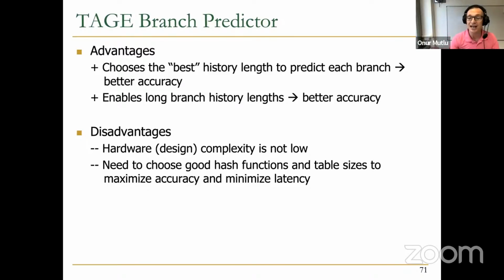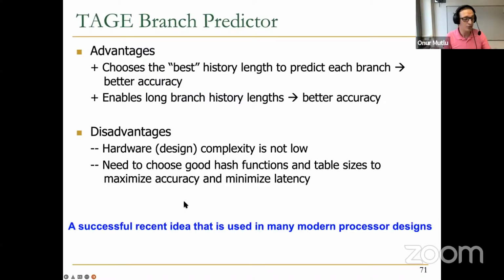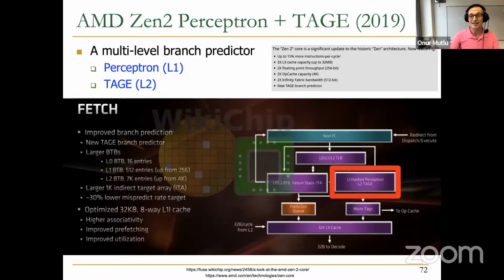And you need to choose good hash functions and table sizes to maximize accuracy and minimize latency. But this is also another successful recent idea that's used in many modern processor designs. And actually, AMD Zen 2 has both Perceptron and Tage. You can read over here, and you can also look at AMD documents, but you can see over here that it's a two-level, multi-level branch predictor.